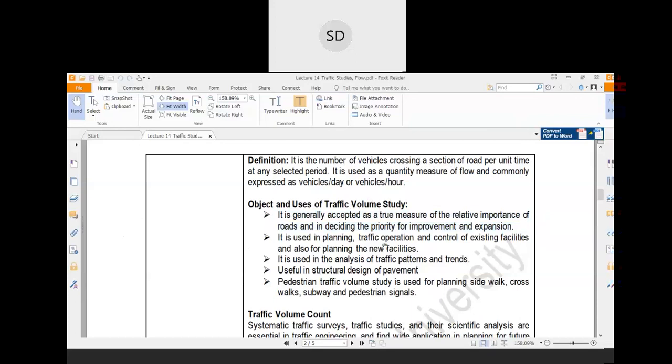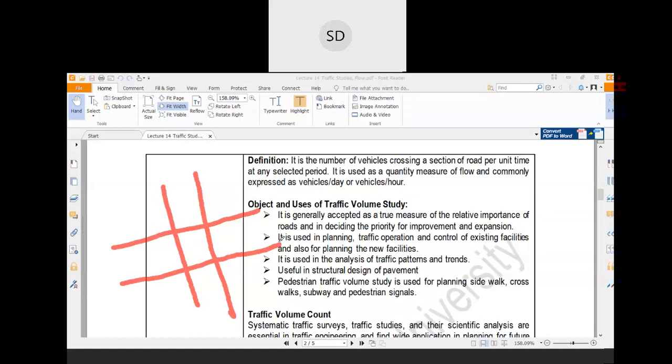Then, it is used in planning traffic operation and control of existing facilities and also planning new facilities. Okay, suppose one intersection is there, and suppose that is a signalized intersection. Now you have seen in the signalized intersection there are some numbers which are counting down, and that denotes green light or red light, something like that.